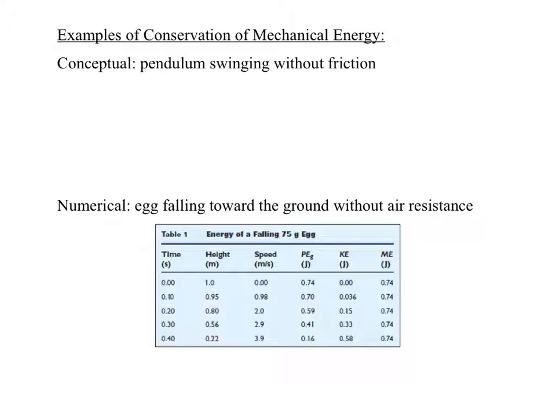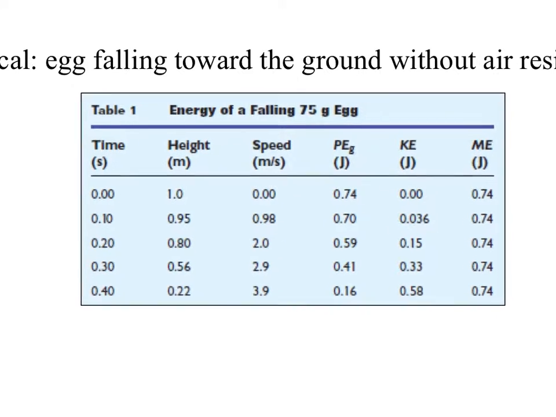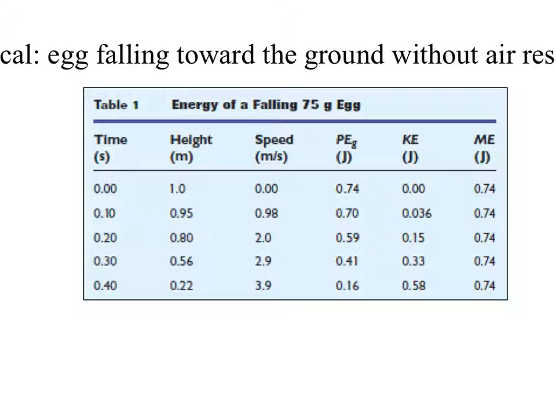Okay, I'm going to show you numerically what we did. So I just did the first one, so you don't have to write this all down again. Conceptual, the pendulum swinging without friction, that's what we just did on the previous slide. So we're going to jump down to the egg part. So take a look at this data table for the egg. This is an egg. It doesn't matter what it is. Call it whatever you want. Okay, it does not have to be called an egg. So this is a numerical example here.